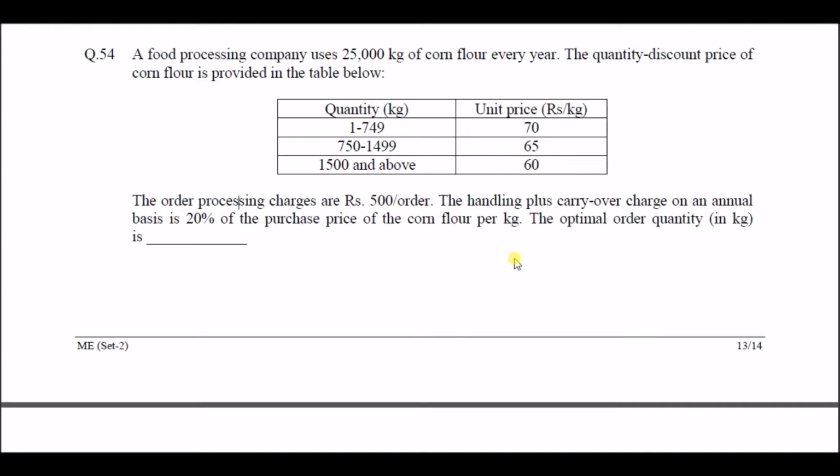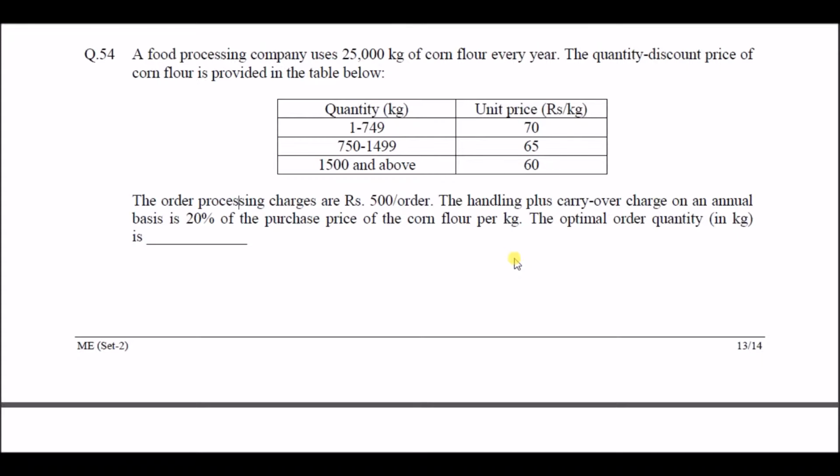Question 54. A food processing company uses 25,000 kg of corn flour every year. The quantity discount price of corn flour is provided in the table below. In the table, we have been given the range of quantity in kgs and per unit price. The order processing charges are rupees 500 per order.